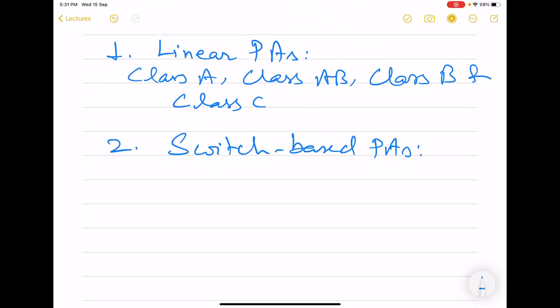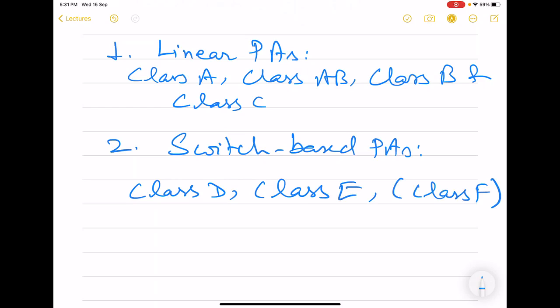And under the switch-based category, we have class D, class E, and sometimes class F is also put under this category, but some of the authors put it into the first category also. And there are a few more classes also. But in this module for the power amplifier, we will study all of these 7 classes of power amplifiers.